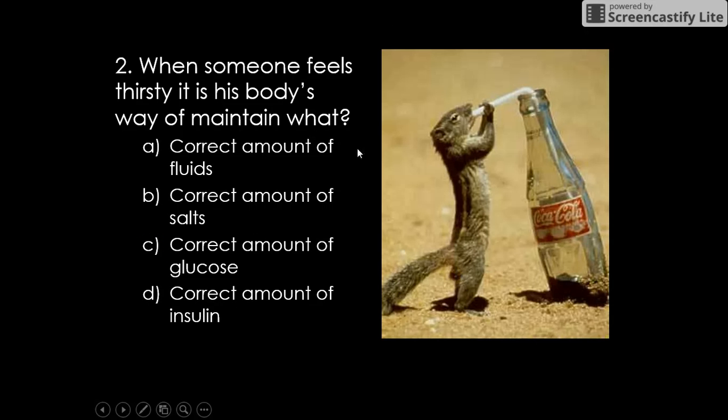Okay, when someone feels thirsty, it is his body's way of maintaining what? A, correct amount of fluids. B, correct amount of salts. C, correct amount of glucose. Or D, correct amount of insulin. If we are thirsty, we are trying to balance out our fluids. We are thirsty for water.